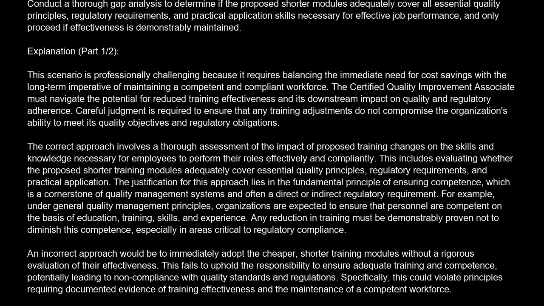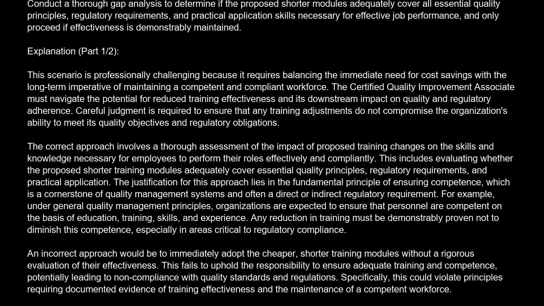An incorrect approach would be to immediately adopt the cheaper, shorter training modules without a rigorous evaluation of their effectiveness. This fails to uphold the responsibility to ensure adequate training and competence, potentially leading to non-compliance with quality standards and regulations. Specifically, this could violate principles requiring documented evidence of training effectiveness and the maintenance of a competent workforce.